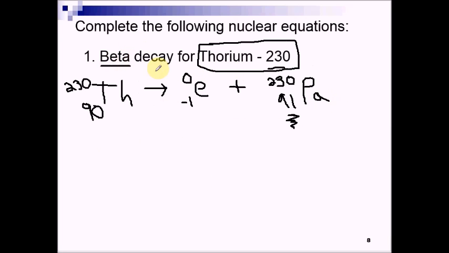Our directions told us it was beta, so I have to write the E with the -1 and the 0. That's always what you would write for beta. And then just making my numbers all add up, I end up with a mass of 230 still, and an atomic number of 91, which was Pa, protactinium. All right, let's try number 2.